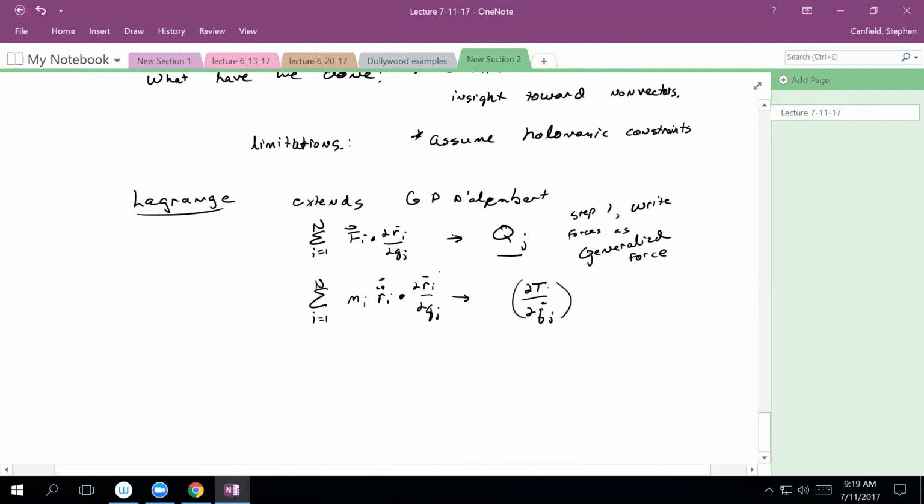Okay, there's a little more. T, where T is kinetic energy. So he said, write this term, this product of acceleration dotted with these things, as the partial of your kinetic energy with respect to q_j dot. Take the time derivative of that and subtract the partial of T with respect to q_j. So he rewrote this first term in terms of generalized forces, and the second term as basically a derivative of the kinetic energy.